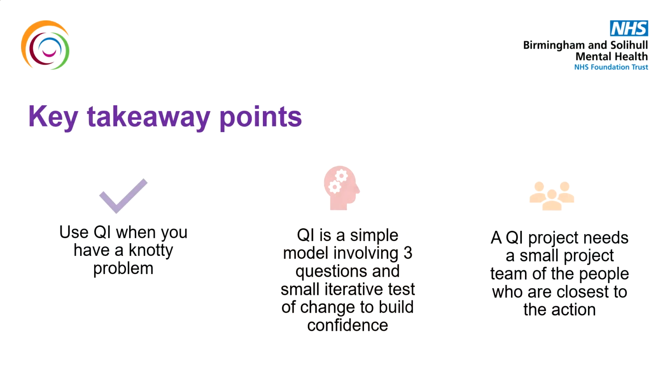So the key points I'd like you to take away are that there are a range of improvement approaches you can use, but if you have a knotty problem that can't be solved with a silver bullet, then a QI approach could help. The model for improvement that frames a QI project is just 3 simple questions and then a series of small iterative changes that build your confidence and knowledge that you're on the right track. And to implement a QI project, you'll need a small willing team of those people who live and breathe the issue you're trying to solve and will often already have ideas that can be introduced. And that's it.